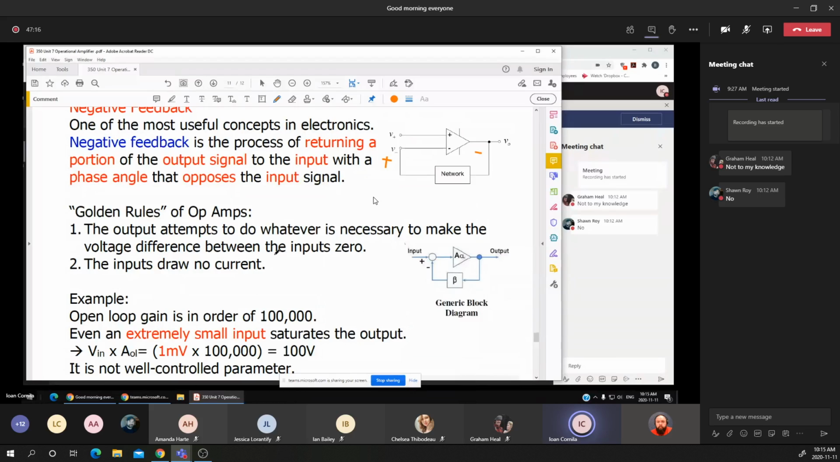An op amp will attempt whatever is necessary to make the voltage difference between the two inputs equal to 0. Another golden rule that we'll use in op amps, and that's why I will define a virtual ground a bit later: the two inputs of an op amp will draw no current. Means that there is no current actually drawing into the inverting or non-inverting input of the op amp.